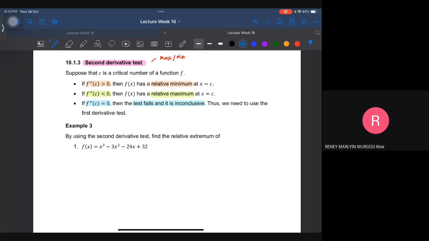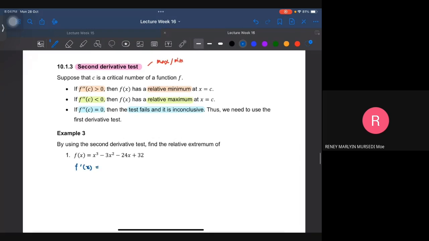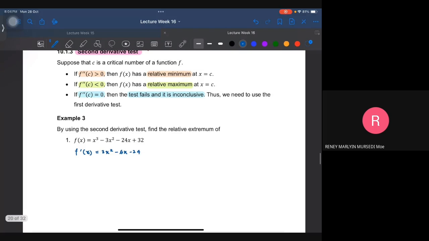Okay, so first step kita mesti cari dia punya first derivative dulu lah. So let's find the first derivative dulu. So from here we have 3x square minus 6x minus 24. Okay, settle. And then daripada sini, first kena cari dia punya stationary point lah. Maksudnya stationary value dia dulu. So kita akan buat dia equal to 0 first. F prime x is equal to 0.